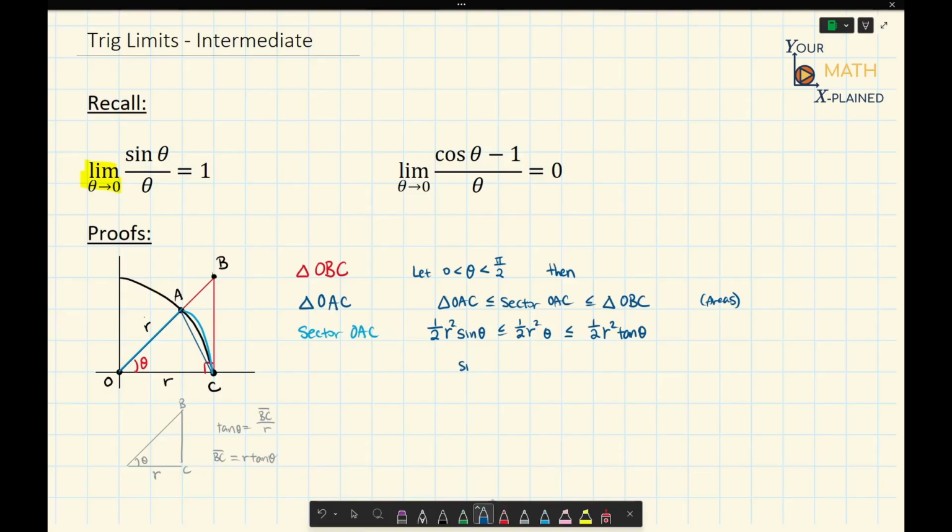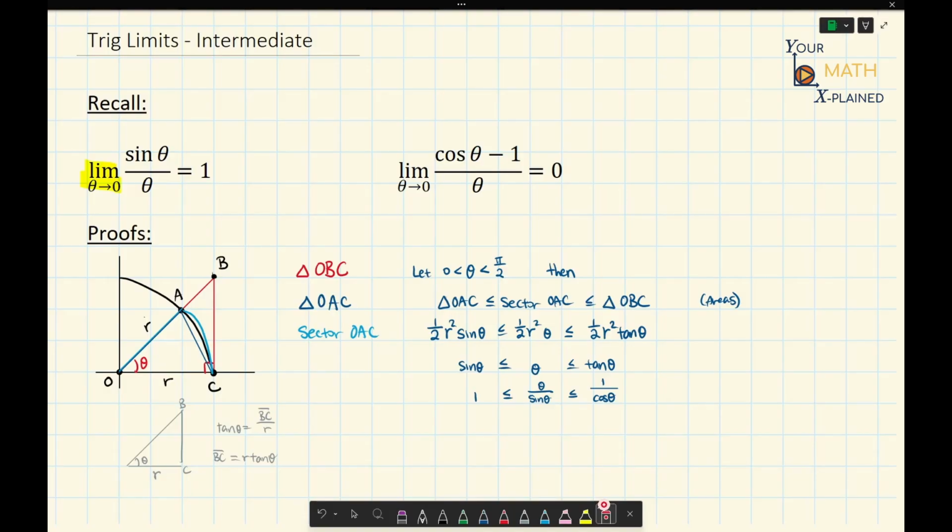And the inequalities are not going to change directions. So then we get sine theta is less than or equal to theta, which is less than or equal to tan theta. Now if we go ahead and divide through by sine theta, this is going to give us 1 is less than or equal to theta over sine theta, which is less than or equal to... Now recall that tan theta is sine theta over cos theta. So that means dividing it by sine theta is going to give us 1 over cosine theta. And notice here the inequalities did not change direction because sine theta is positive in our defined domain.